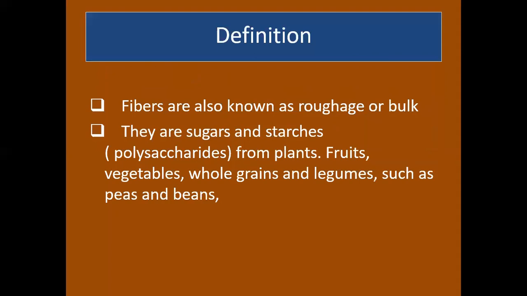Now the definition of fiber. Fiber is also known as roughage, or we can say bulk material. That is nothing but your fiber. They are the sugars and starches, such as polysaccharides from plant material. Then fruits, vegetables, whole grains, and legumes such as peas and beans: in these, the fibers are present. These are the sources.